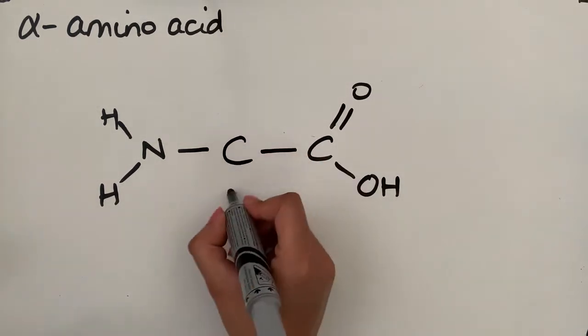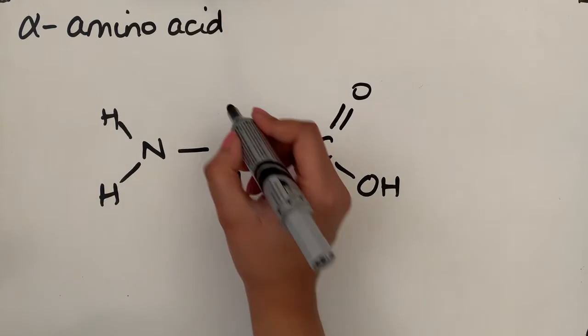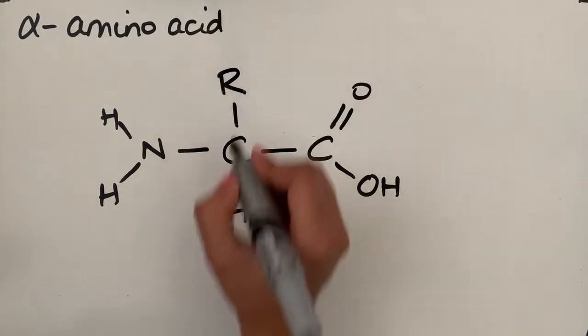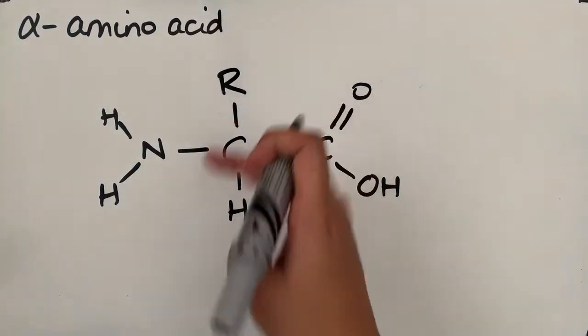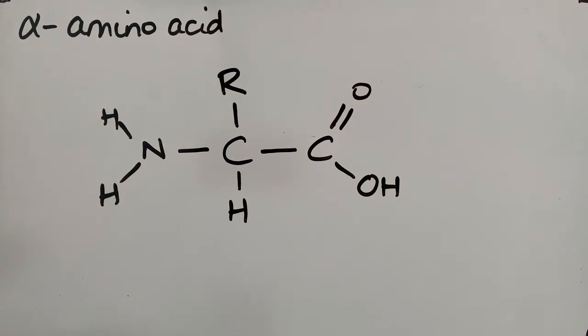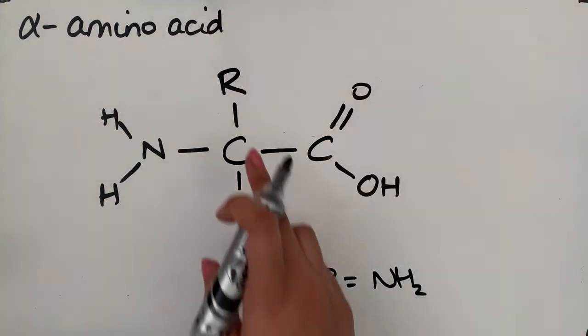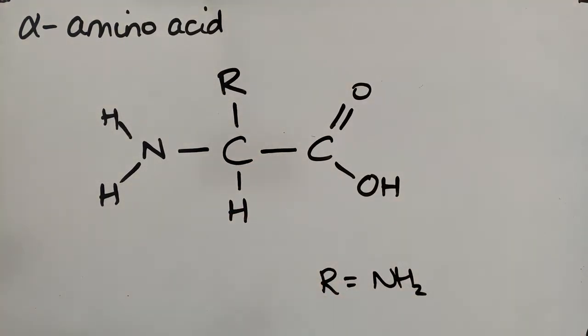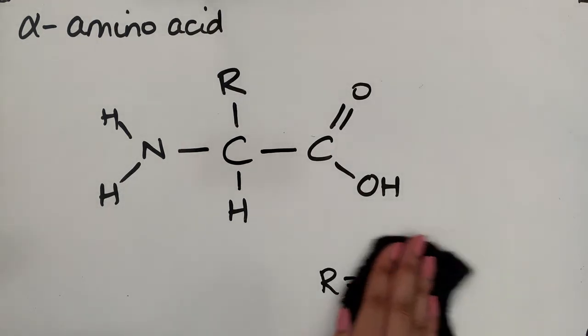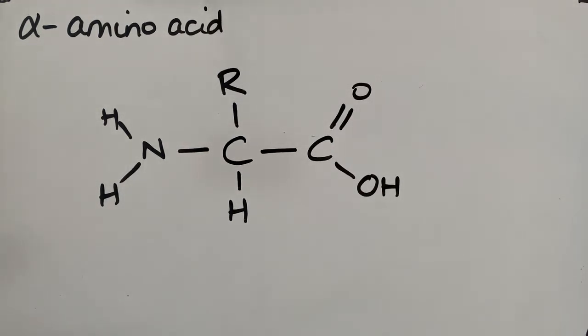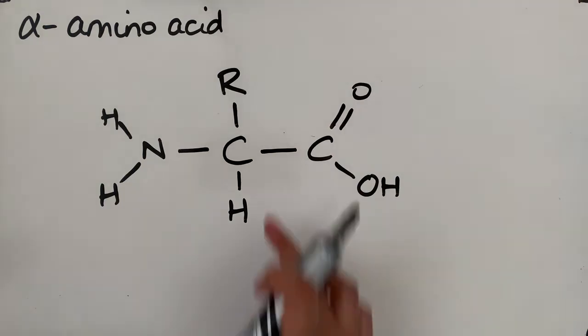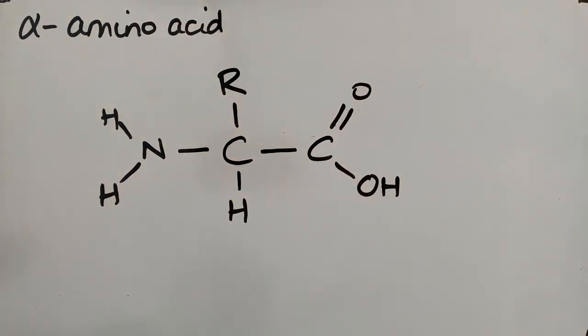Obviously, carbon needs to have 4 bonds. It is also bonded to a hydrogen, and it is bonded to an R group. Now, it's the identity of that R group that tells you which amino acid you are referring to. Okay, so in an exam question, they will tell you, so for example, R equals, I don't know, NH2. And then all you do is replace the R group with that NH2, and that is that specific amino acid they are talking about. But you don't need to know the R groups, you just need to know this general formula here. They will tell you what that R group is in an exam.